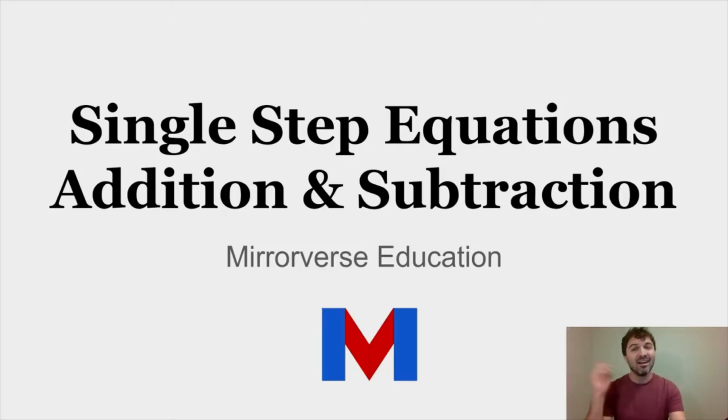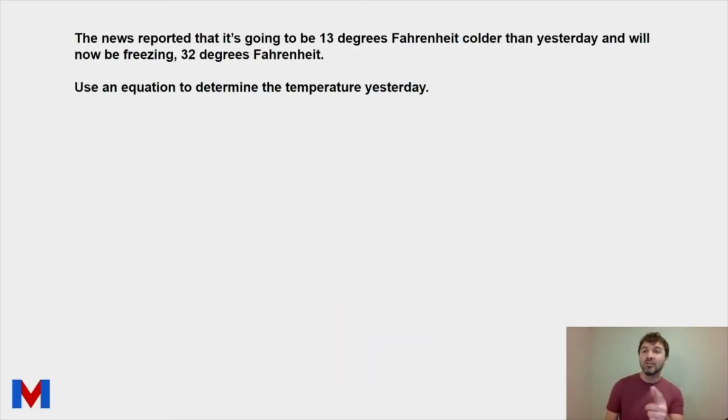Alright, let's get into it. So the news reported that it's going to be 13 degrees colder than yesterday. And now it's going to be freezing, meaning 32 degrees Fahrenheit. Use an equation to determine the temperature yesterday.